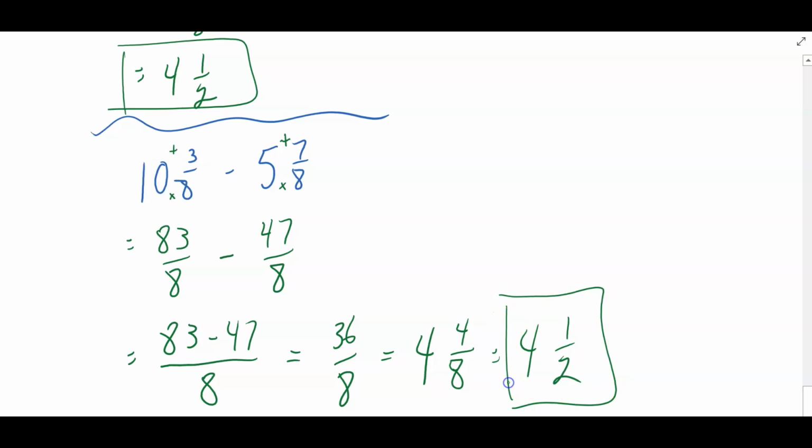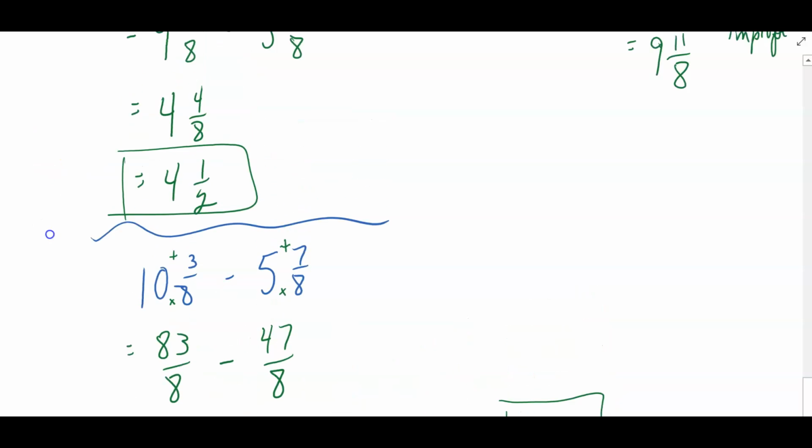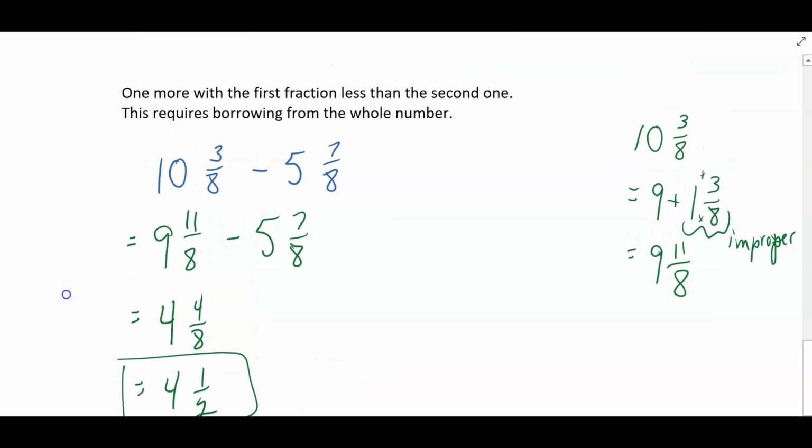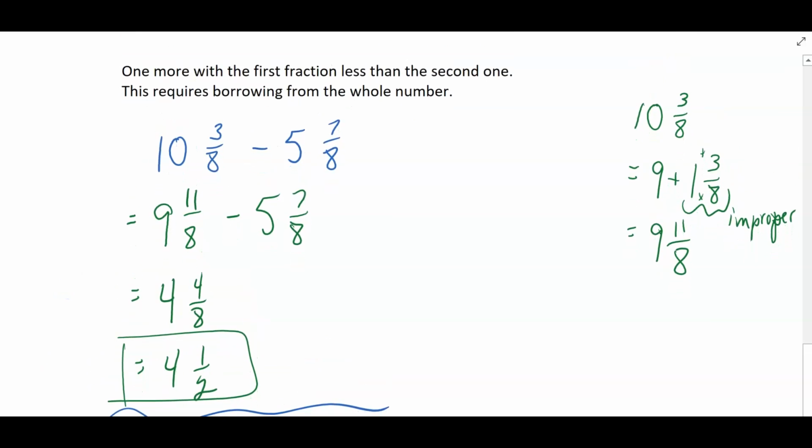Okay, so those are some examples of doing subtraction with fractions. Please give them a practice. Keep in mind this idea of borrowing the whole to make the subtraction easier.